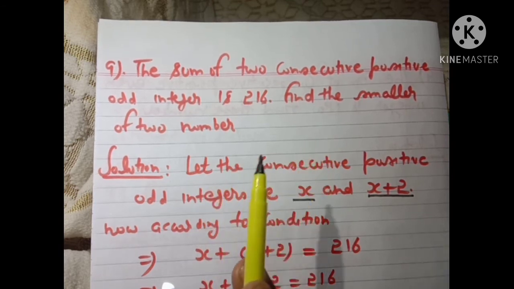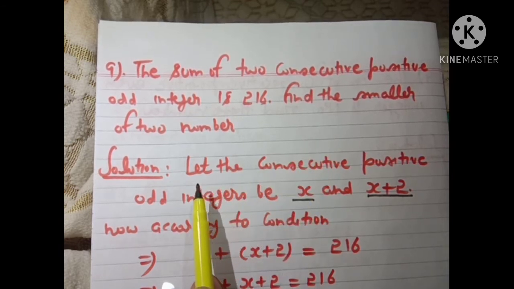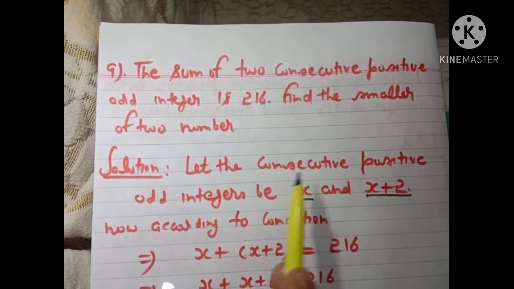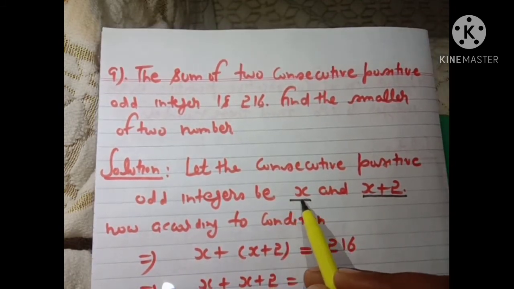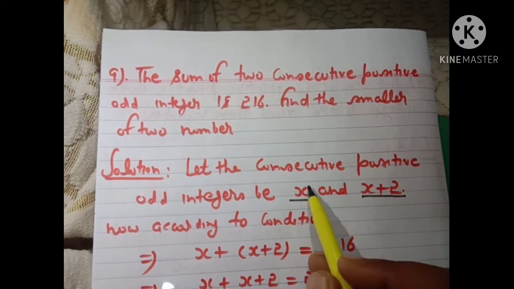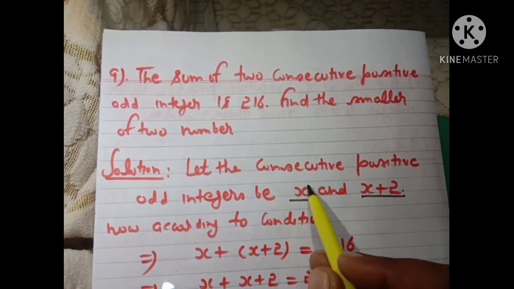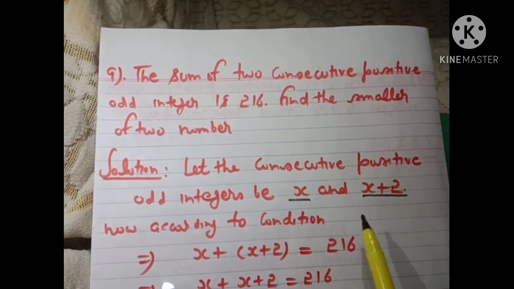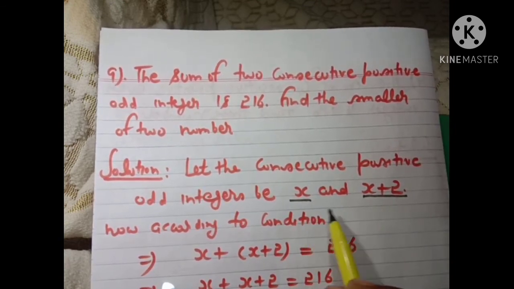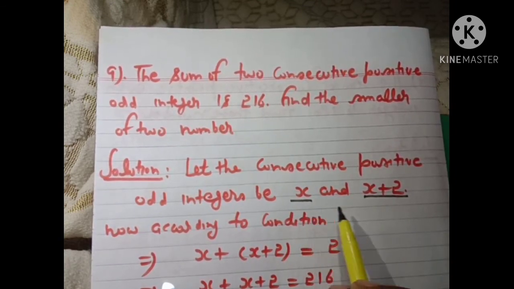So with the help of this condition we can assume the values. Now you can see, let the consecutive positive odd integer be x. We are supposing the first consecutive odd integer is x. So if the first number is x, then we have to add only 2 to find the next number, because the difference between any two consecutive odd integers is 2.